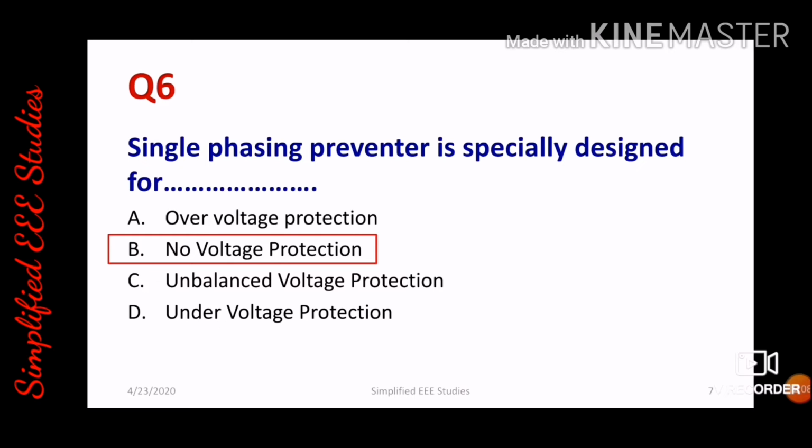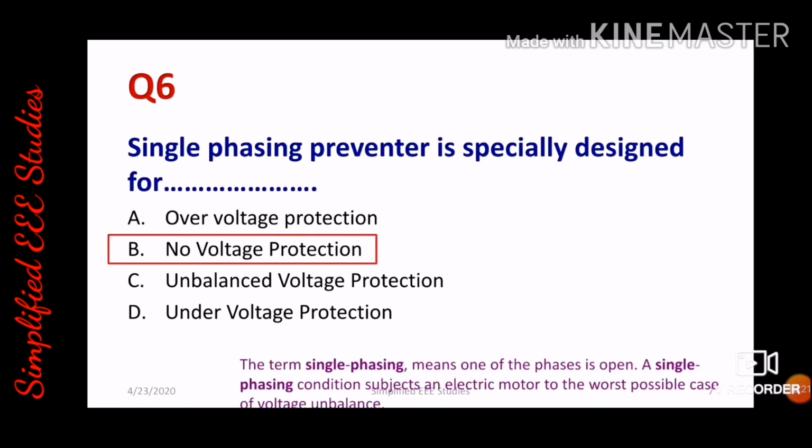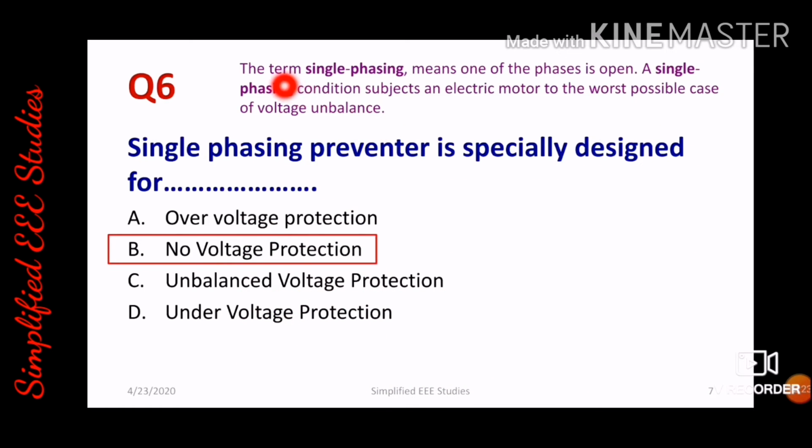So let me justify the answer. Before moving on to the explanation of the answer, let me explain what we mean by single phasing, the peculiarity of a single phasing preventer, and the impacts of single phasing as well. We can say that the term single phasing means one of the phases is open. In a three-phase system, one phase suddenly opens.